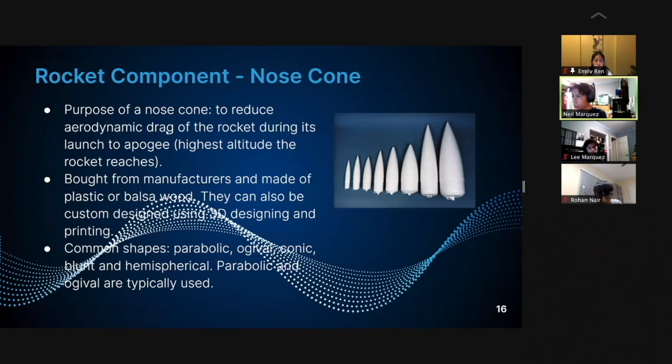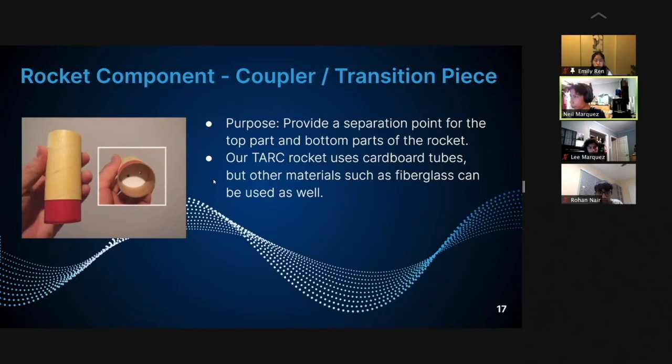The nose cone is to reduce the drag on the rocket, and we use parabolic, I think, and there's parabolic, ogive, blunt, and hemispherical. There's also other nose cones that people have experimented with, and we use a plastic 3D printed nose cone. The purpose of the transition piece is to help the 2 tubes of the rocket transition and separate during launch. And we use cardboard for our transition pieces.